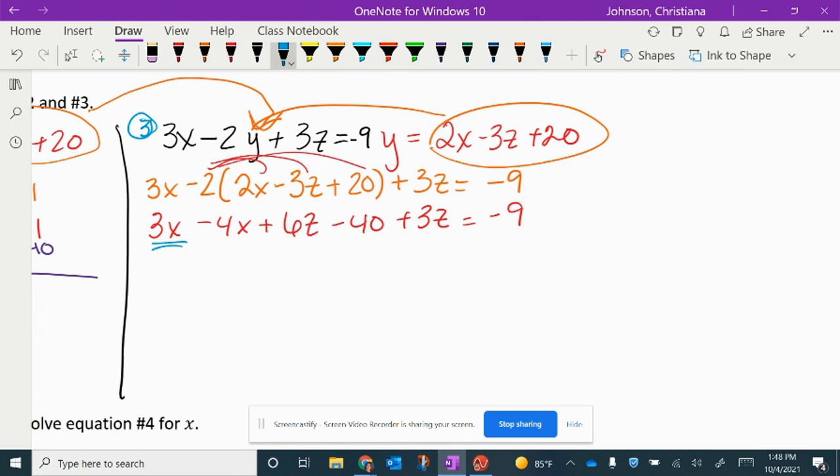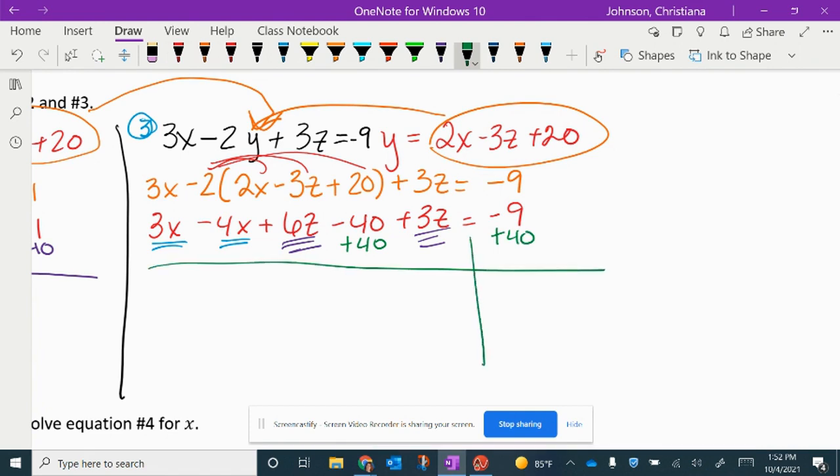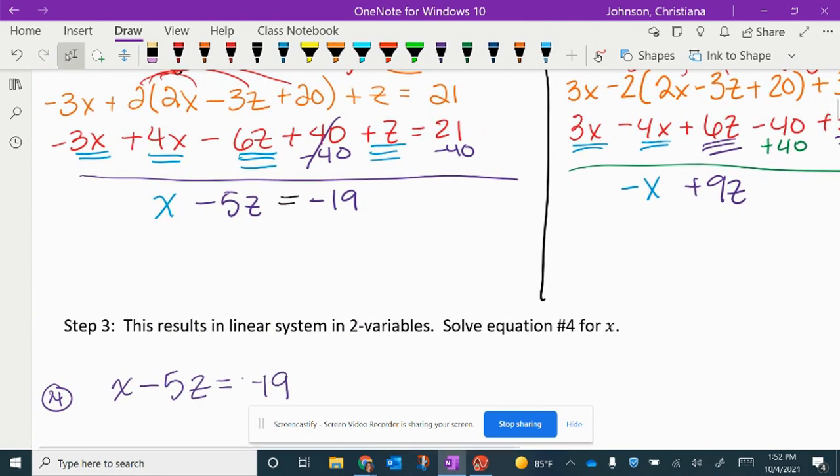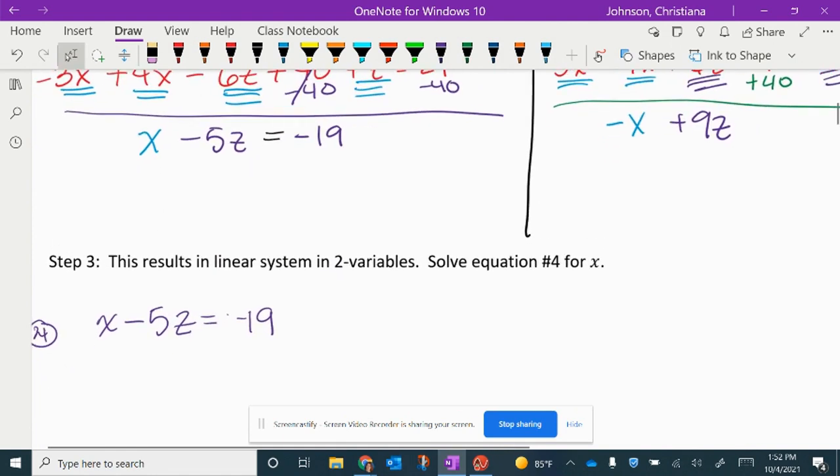And again, we're going to combine things that go together and move anything that is a number to the other side. So we're going to add 40 on both sides. So our 3x minus 4x gives us negative x. Our 6z plus 3z is 9z. And that equals negative 9 plus 40, which is positive 31. Okay? So now we're going to take those two equations and we're going to do some manipulating with them.